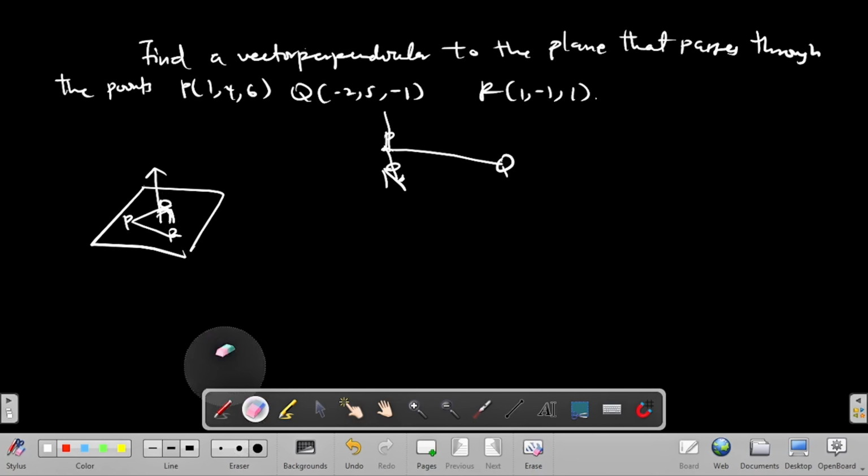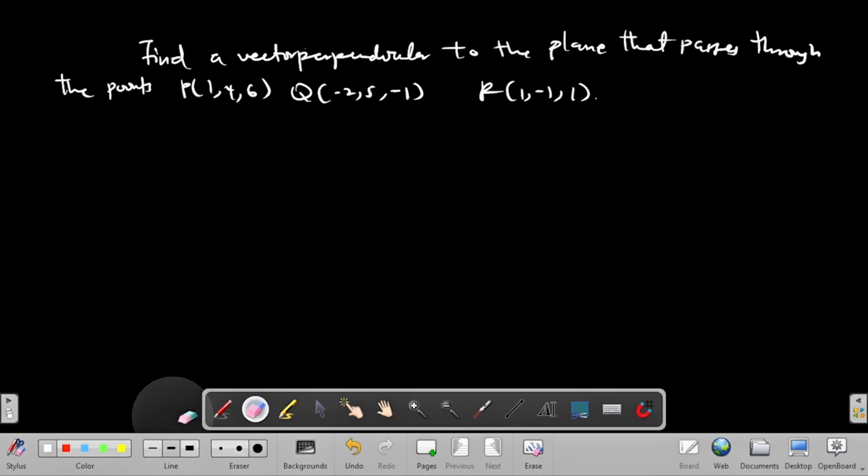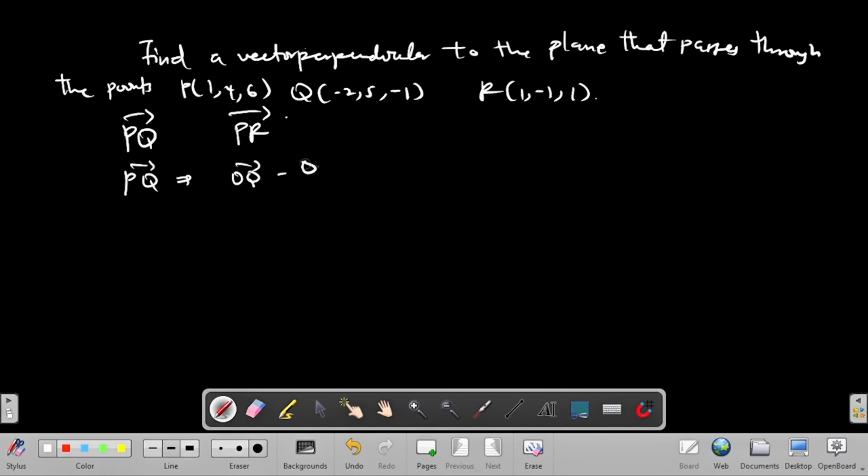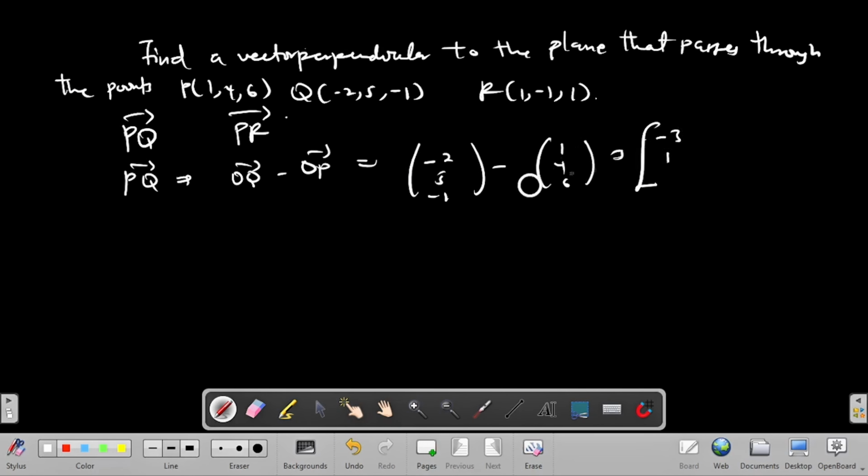So let's find the vector PQ and the vector PR. We need vectors, right? So we look for vector PQ, then vector PR. Now what is vector PQ? Vector PQ is given as vector OQ minus vector OP. Given the vertices we have here, I have -2, 5, -1 minus my P, which is 1, 4, 6. So we do simple arithmetic here. Negative 2 minus 1 is negative 3. 5 minus 4 is 1. Negative 1 minus 6 is negative 7. Therefore, I have my PQ.